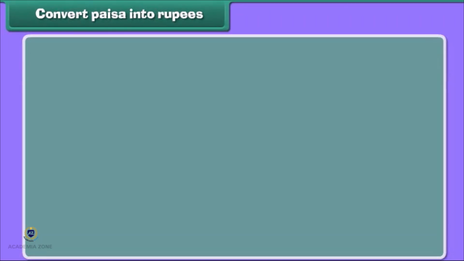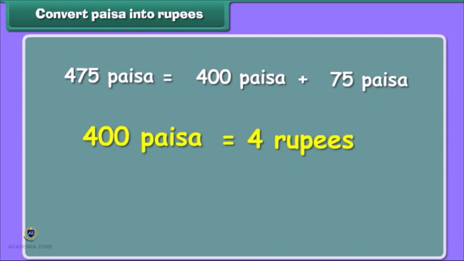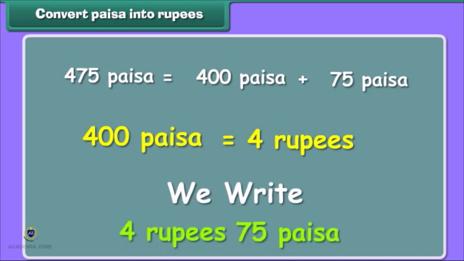It's time to convert paisa into rupees. 475 paisa is equal to 400 paisa plus 75 paisa. As we know, 400 paisa is equal to 4 rupees. Therefore, we can write as 4 rupees and 75 paisa.